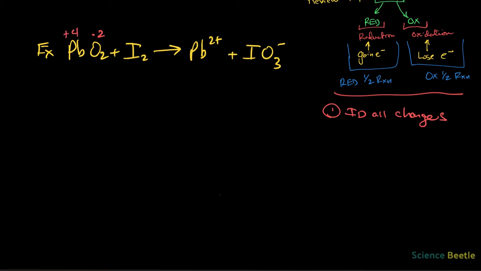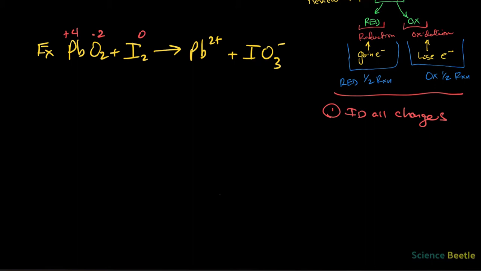Okay, we'll move on to the next one. Iodine is a diatomic in this particular case. There is no charge associated with that, so we'll put that as 0. Go to the other side. On the product side, we've got the lead. Notice the lead now is a +2, so that's a difference from before. We'll pick that up here in a second.